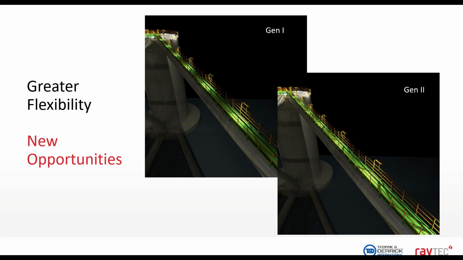Much like the corridor example previously, we can see that on the image to the right, we're getting much better uniformity of light using Gen 2 and those dedicated optics. So yeah, just an example of the extra opportunities which the new optics bring.